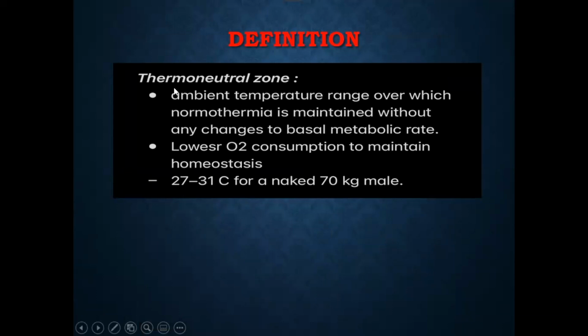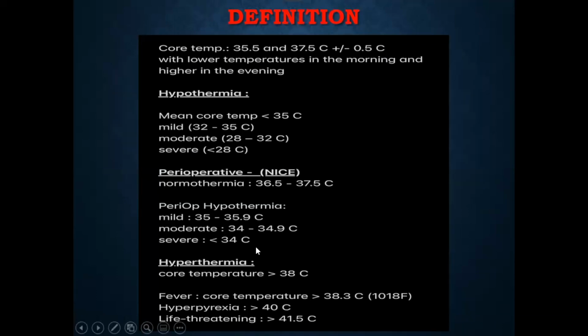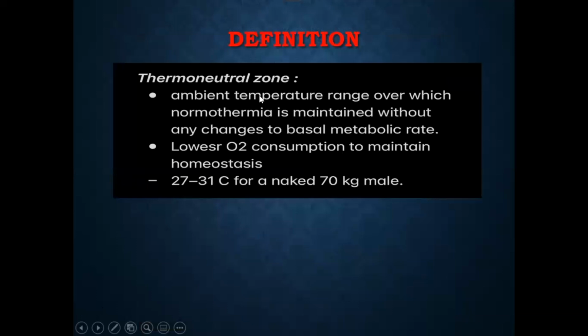One of them is the thermoneutral zone. So these are the first few definitions. Second is the thermoneutral zone. What is the thermoneutral zone? The thermoneutral zone is the ambient temperature range over which normothermia is maintained without any changes to basal metabolic rate. A simple example. When you are feeling cold, what will you do? You will shiver. Shivering is increasing metabolism. So when you shiver, you are producing heat. The heat will increase your core temperature.